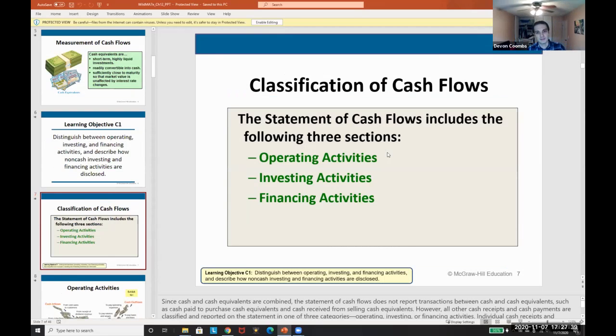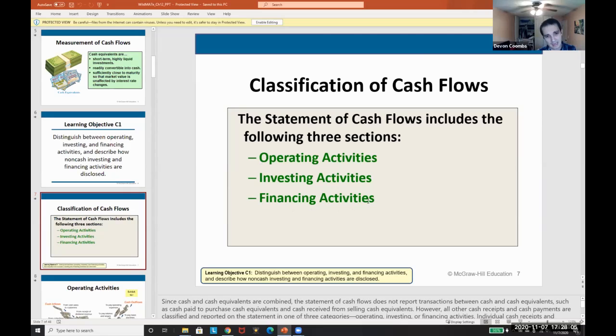So the statement of cash flows includes these following sections. You should remember this: operating, investing, and financing, right? So you can think of it as OFI. Operating, financing, investing, OFI is kind of the way I remember it. But the layout is generally operating, investing, then financing. And just memorize this. You need to know this for all of your education, all of your future education.